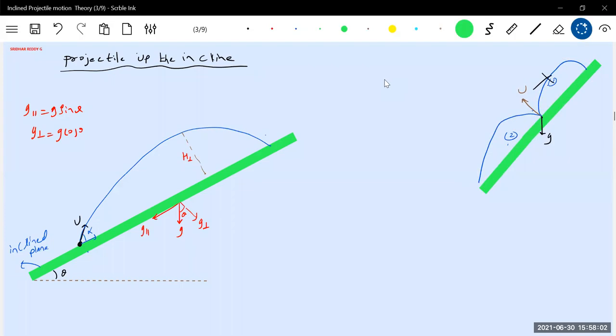So now U parallel, U perpendicular. This will be U parallel. This is U perpendicular. So what type of motion? It will describe, I'm projecting from A, so it will go and strike at point B.